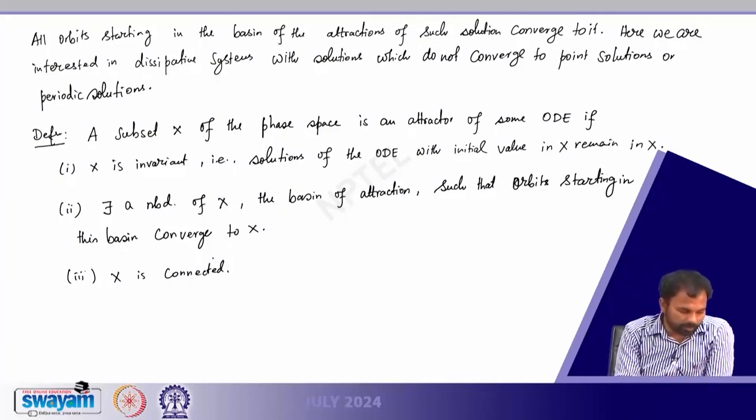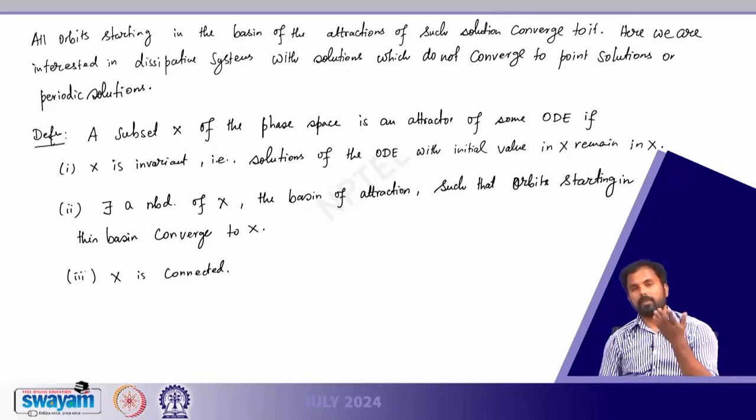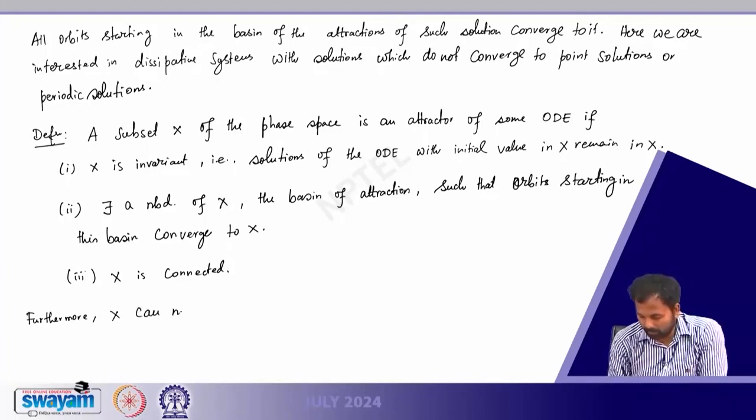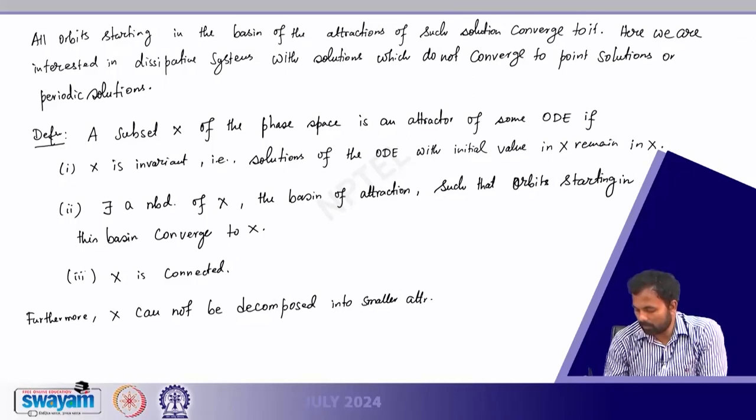Okay. Now, these are the three properties for a subset of a phase space to be characterized as an attractor of the given ODE. Now, we will continue. So, this is the definition, we will continue the discussion. Furthermore, X cannot be decomposed into smaller attractors.